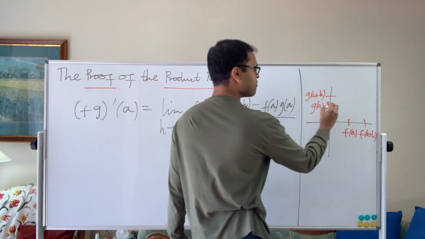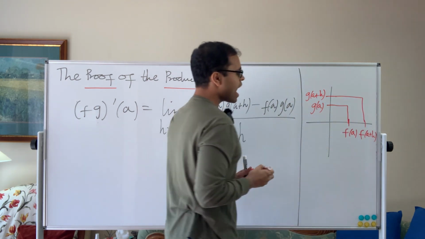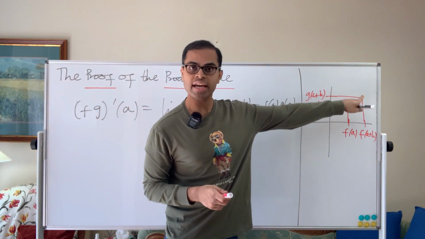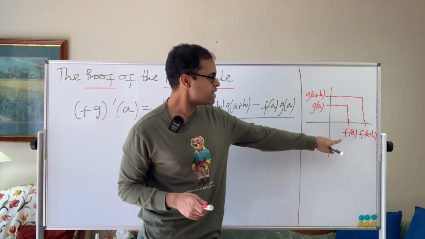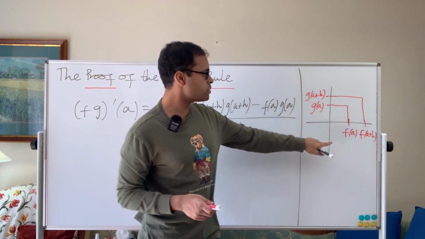So here you're going to have two rectangles, this rectangle and this rectangle. What we're trying to figure out in the numerator here is the area of the big rectangle, which has base f(a + h) and height g(a + h), minus the area of the small rectangle, which has base f(a) and height g(a). We want to subtract the two.